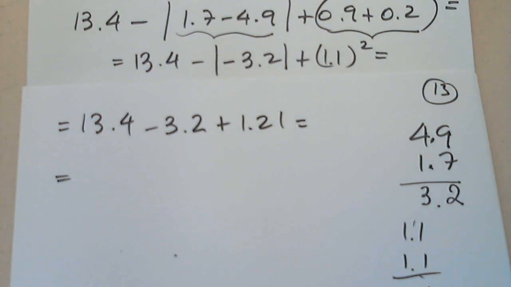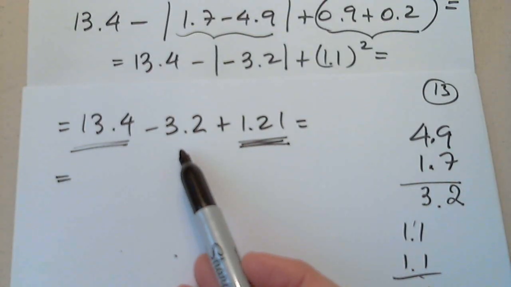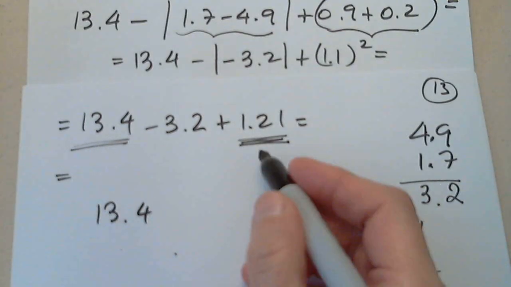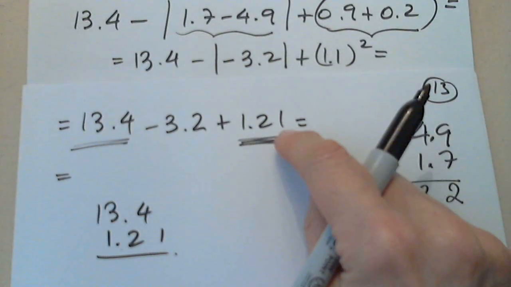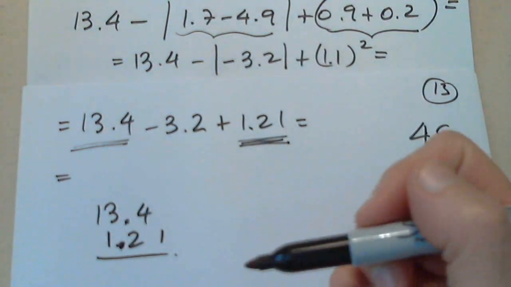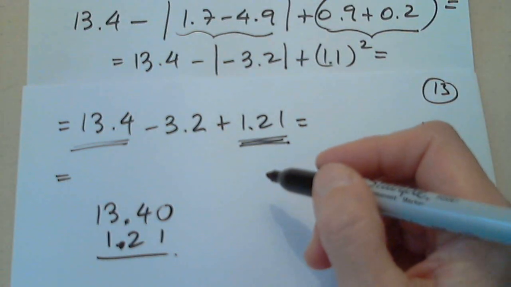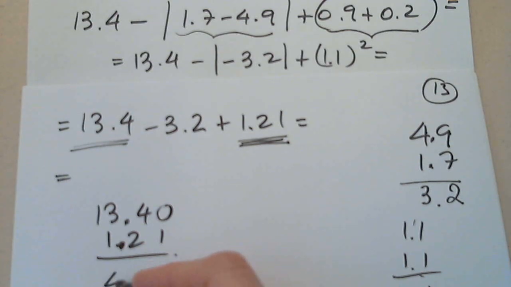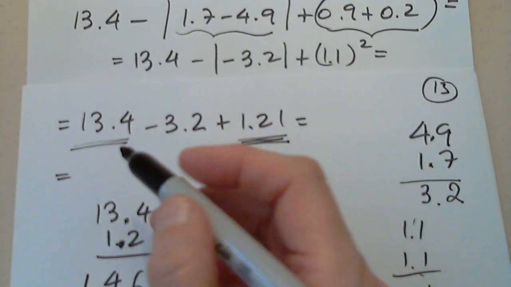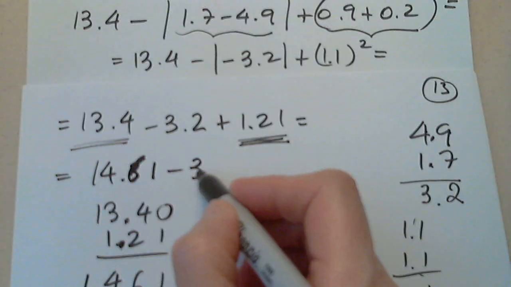Like with integers, I recommend add these first and then subtract 3.2. Take it aside. 13.4, 1.21. The decimal points have to line up. If you have any difficulties, you can add the 0. You're adding. So 1 and 6 and 4 and 1. And I copy the decimal point. So I have 14.61 minus 3.2.